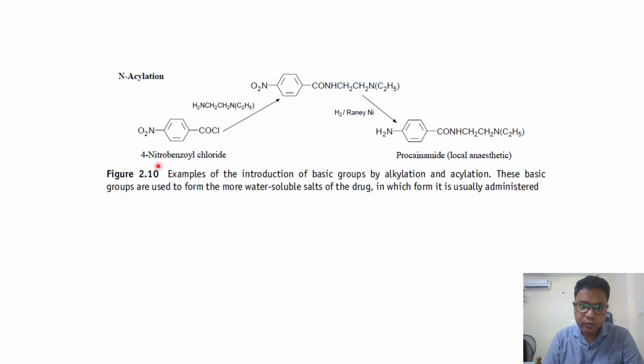So in acylation, we can see starting from nitrobenzyl chloride, if we treat with this long chain amine, we can simply incorporate this long chain amine here, and then if we reduce this nitro group to an NH2 group, we can get procainamide. This is used as a local anesthetic. So this is how we can incorporate different alkyl groups or acyl groups in a particular functional group, and we can increase the overall activity of the drug molecule by making it more soluble in water.